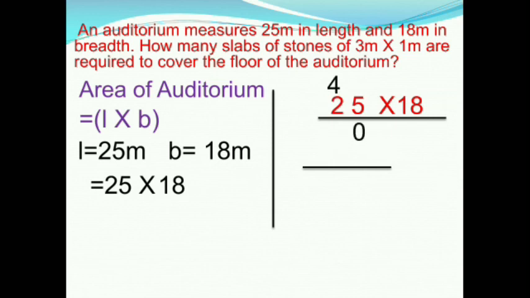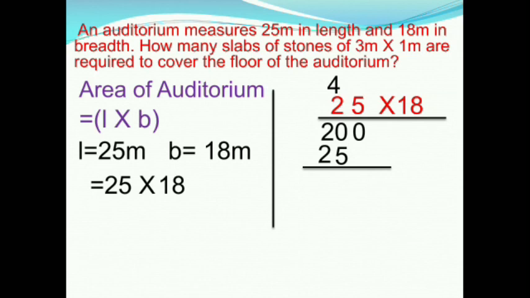Next we should multiply 8 and 2. 8 2s are 16. 16 plus 4, 20. Now we should multiply 1 and 5. 1 5s are 5. Next we should multiply 1 and 2. 1 2s are 2. Now we should add these.